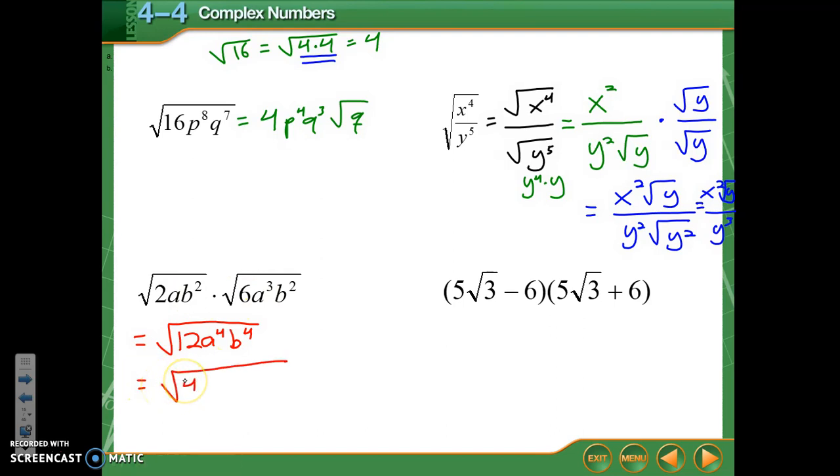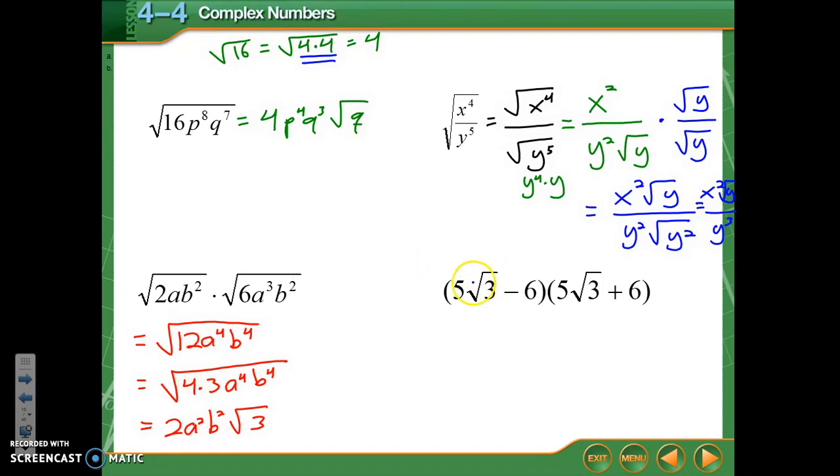12 is 4 times 3. Why do I choose 4 times 3? Because 4 is a perfect square. A to the 4th and b to the 4th are also perfect squares. The square root of 4 is 2. The square root of a to the 4th is a squared. The square root of b to the 4th is b squared. And then the 3 stays underneath, so this would be the simplified form.